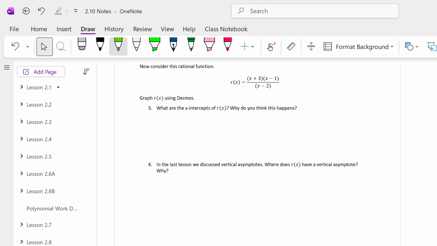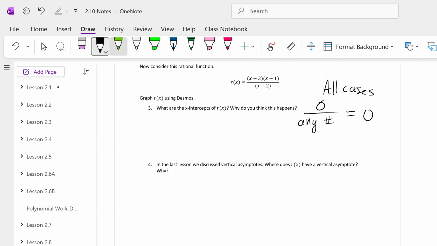So when it comes to a rational function, reminder, a rational function is a function that has a variable in the top and the bottom of the fraction, is that in all cases, if we have 0 divided by any number, doesn't matter what that number is, your answer is always going to be 0. Which means if your answer is 0, you have found an x-intercept for whatever x value that is.